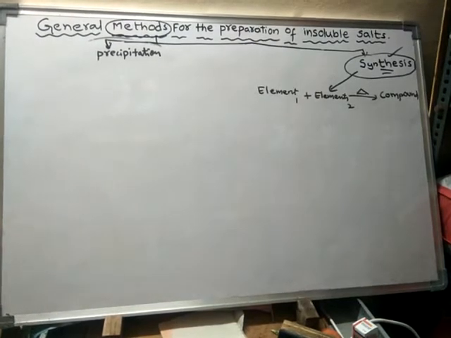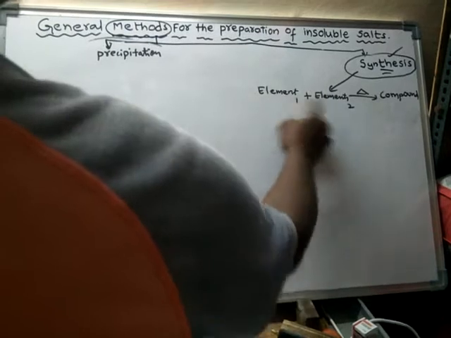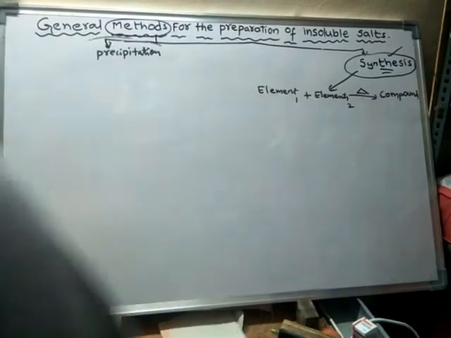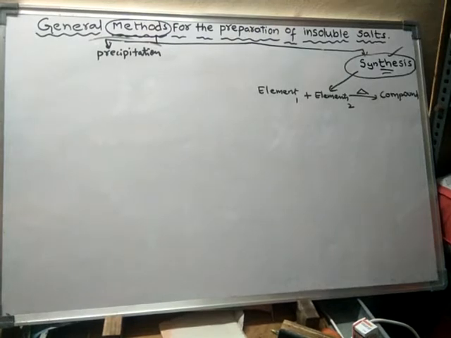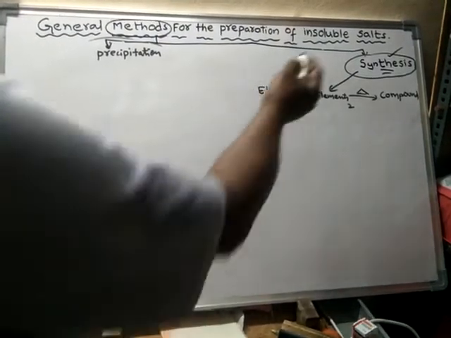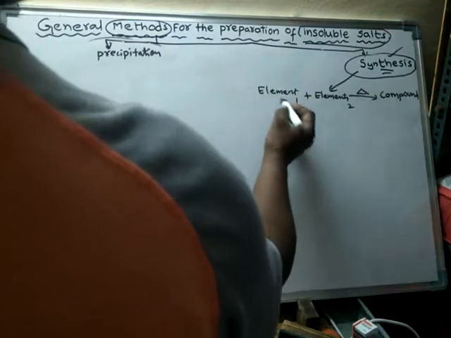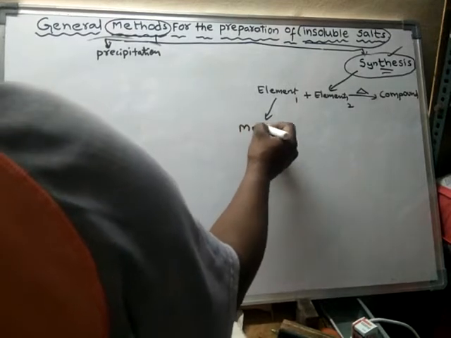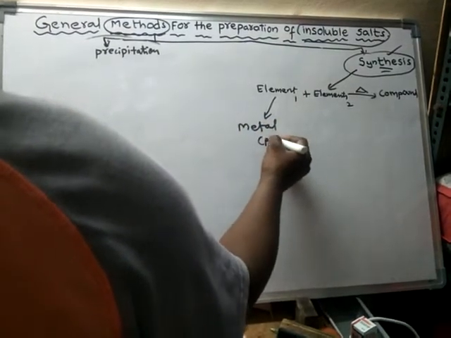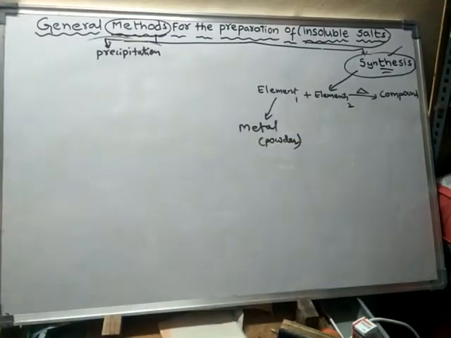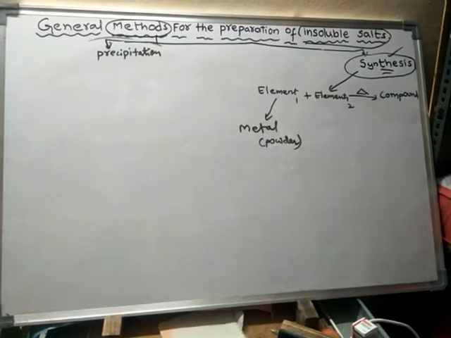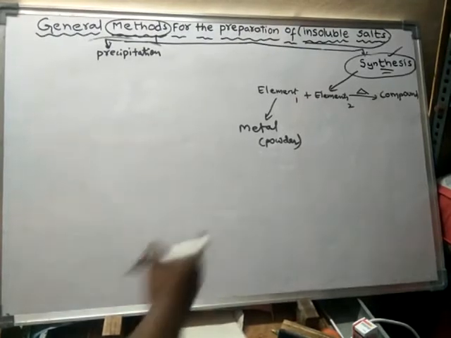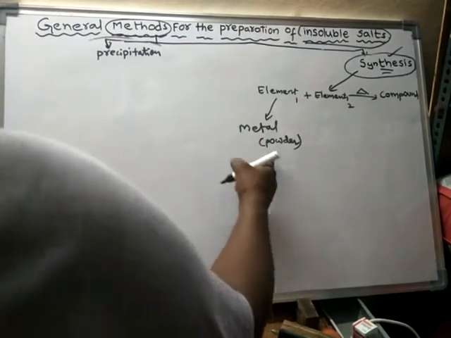For example, in this method we take two elements and heat them. Particularly for the preparation of insoluble salt, one of the elements should be a metal. Generally we take the metal in powder form. Metals are generally solids, and solids in powder form undergo reaction faster. That is why we take one of the elements as metal in powder form.